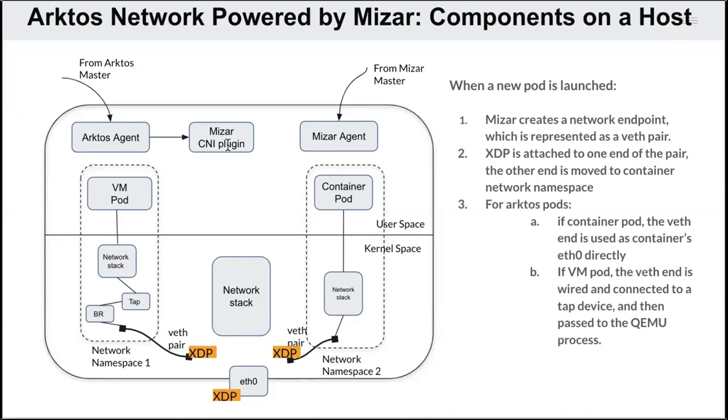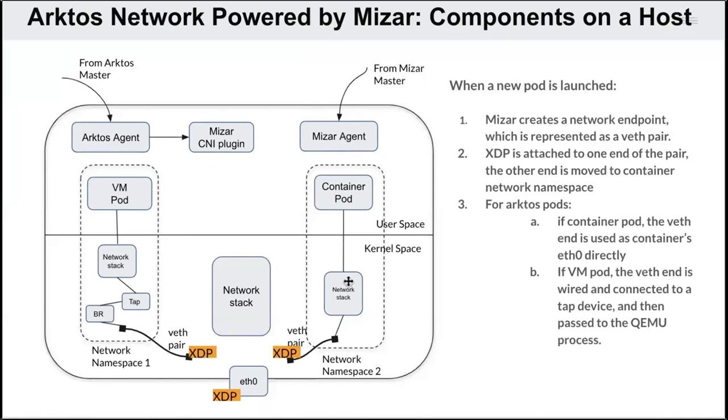First, when a pod is created, the Mizar network controller, or the plugin in Arktos, will watch the event of the pod creation. It notices a new pod has arrived. That plugin will call the Mizar control plane to create a corresponding endpoint for that pod, basically assigning the IP. And the Mizar control plane will notify the Mizar agent on this host, telling it, hey, I have a new endpoint created on this host. You need to initialize the virtual network interface for this endpoint.